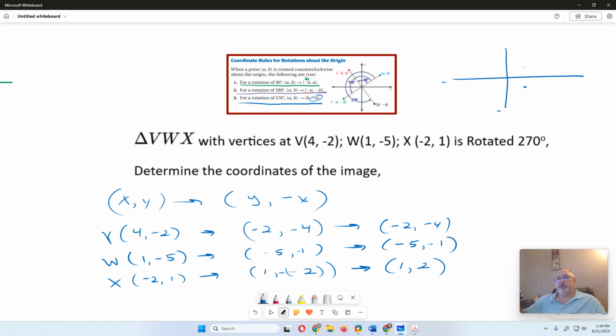I hope this helps you with the three types of rotations you're going to see. If you still struggle with this or you need additional help, please let me know and I'll find you something else to help you out.